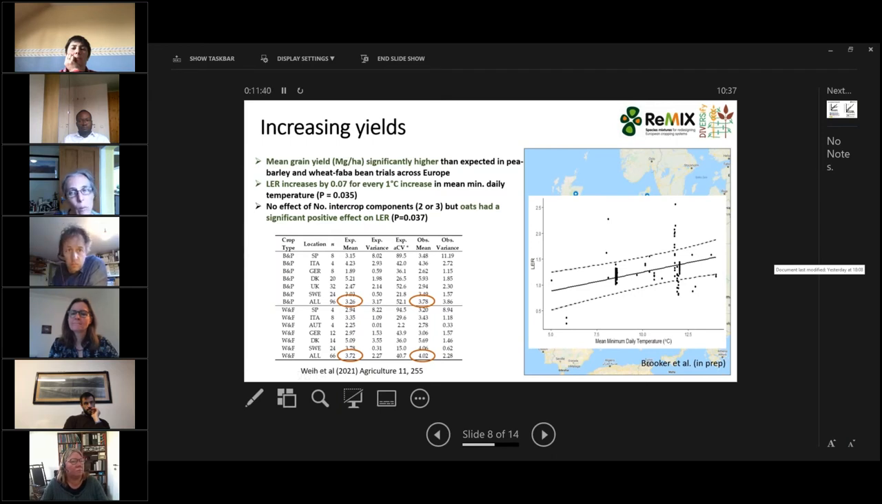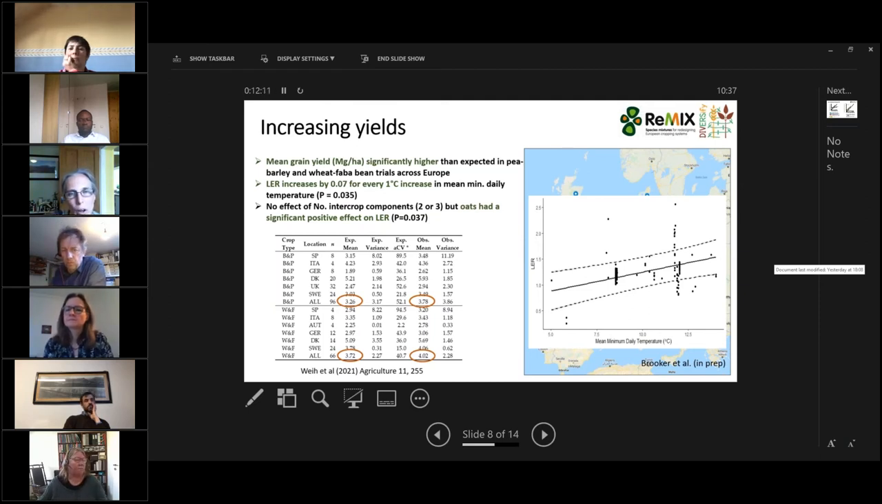And we were interested to understand, well, what are the local drivers of variability in the performance of the crop? And one of the things we discovered is that the LER value is associated with changes in the average mean minimum daily temperature, but not, interestingly, with rainfall. And we're exploring this in more detail to try and understand what the key drivers are, what the local conditions are that optimize yields, over-yielding.